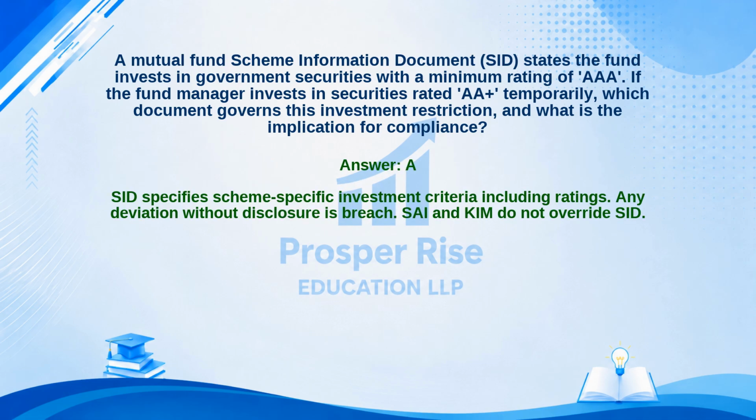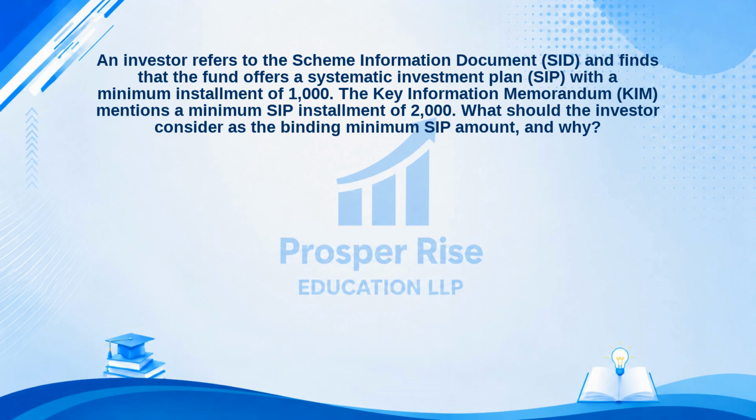Option A. Let's see why. SID specifies scheme-specific investment criteria, including ratings. Any deviation without disclosure is breach. SAI and KIM do not override SID. Test your knowledge with this one.